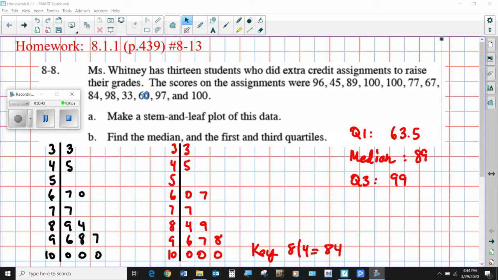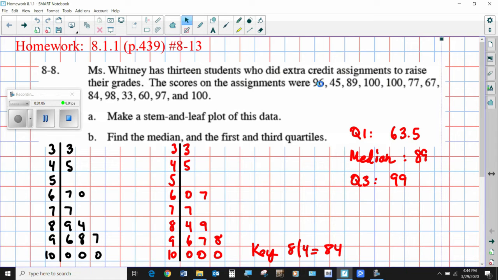So it looks like the lowest number is 33, and we're going to start in the 30s. For my stem, these are all going to be numbers that are in the tens place. So 30, 40, 50, 60, 70, 80, 90, and that would be 100. 33 goes here, 45 goes here, 67, 60, 77, and so on and so forth.